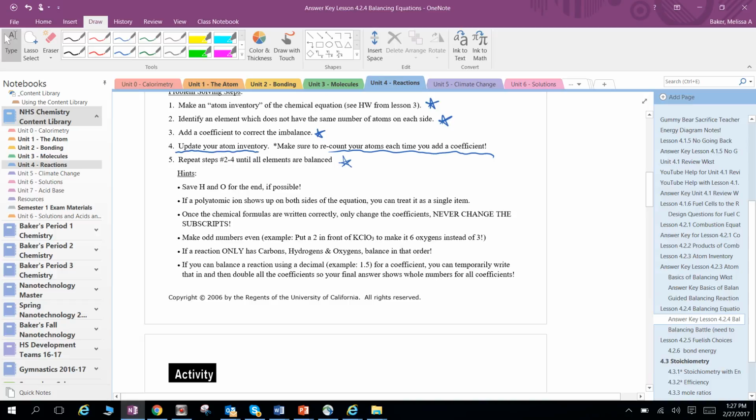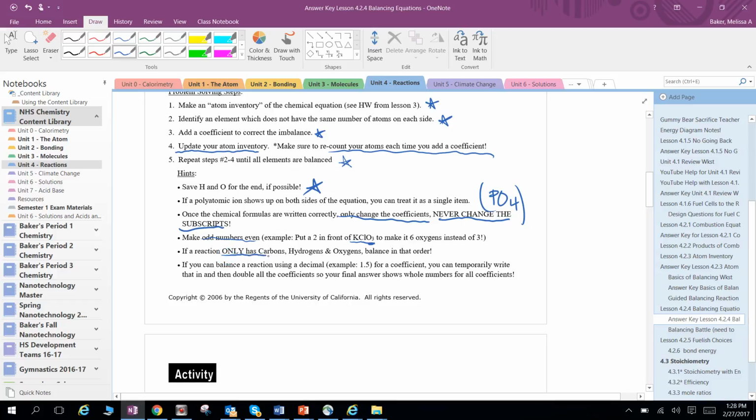Some more tips, like I was saying. Save the hydrogens and the oxygens for last. If a polyatomic ion, like phosphate, shows up on both sides, you can treat it as one element. Never, ever change the subscripts, assuming they're written correctly. You can only change the coefficients when you're balancing. Make odd numbers even is often a good tip. So KClO3, that's 3 oxygens, and that's odd. If you put a 2 out front, it'll make it 6.